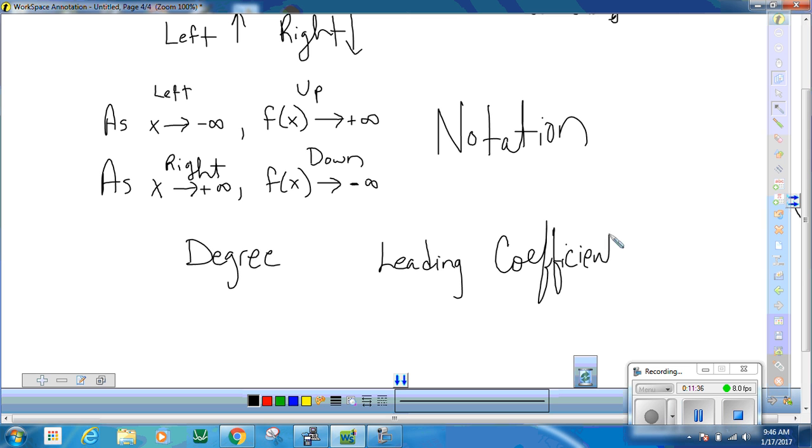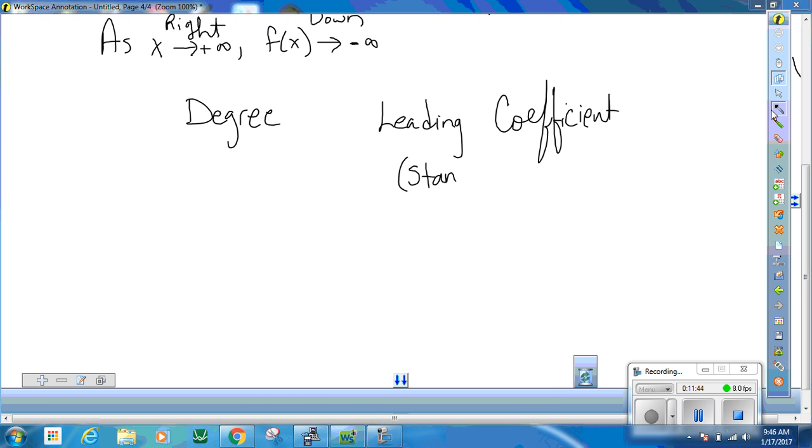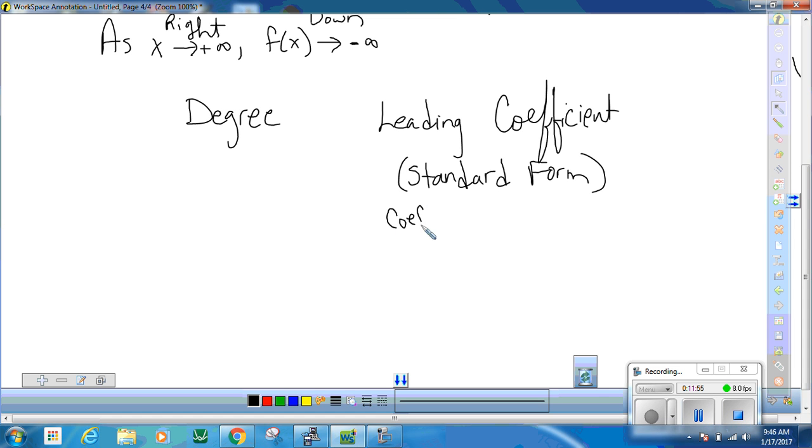So again, vocabulary, just to make sure we all know what we mean when we say leading coefficient. If a polynomial is in standard form, meaning that you have the highest exponent going first, and then you're counting down from there, then the leading coefficient is the very first coefficient in the equation. It is the coefficient of the highest exponent.